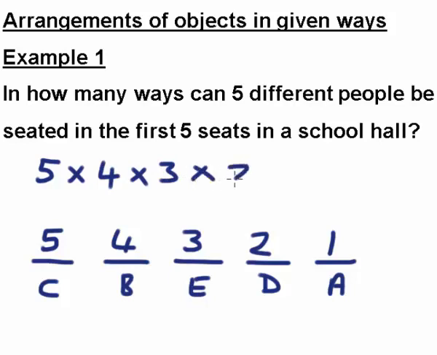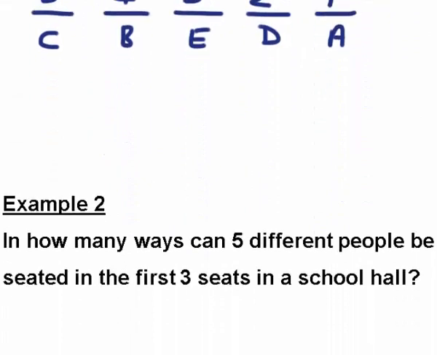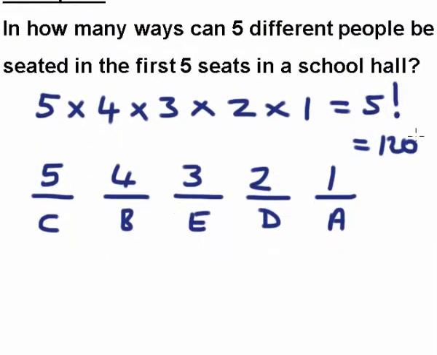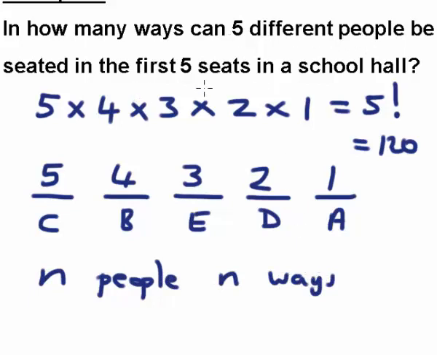And then in the fourth seat, we're down to 2 possible people that could sit there. And in the fifth seat, there's only the leftover person who hasn't sat down. He sits down. There's only 1 choice there. And as you can see, that is 5 factorial, which of course is 120 possible seating arrangements. Okay, so that's quite important. And what we can say is that n people or objects taken in n ways, 5 people sitting in 5 different seats, would be n factorial.